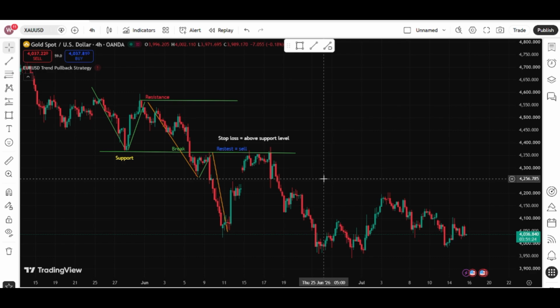You wait. A market should show you your support and your resistance. You wait for the break of either the support and or the resistance, and then you retest that level. That's where you enter for a sell or a buy, and you start making money. So this is just a brief explanation on how I trade the Forex market.